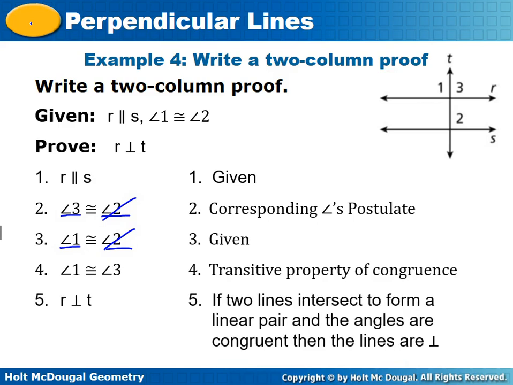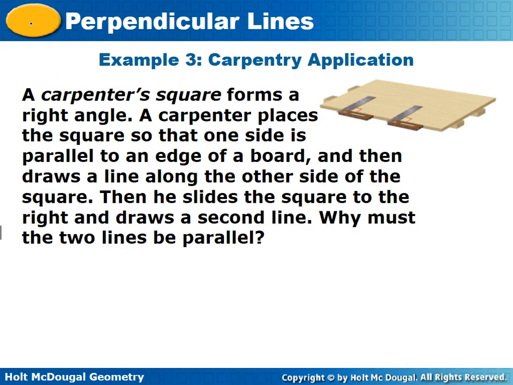And then we say that r is perpendicular to t because, again, why? Because a linear pair of angles are congruent, the lines are perpendicular. That's what we're looking at, that piece of information right there. You don't have to write all of that, but you do need to say that a linear pair of angles are congruent and the lines are perpendicular. That's what that tells us.